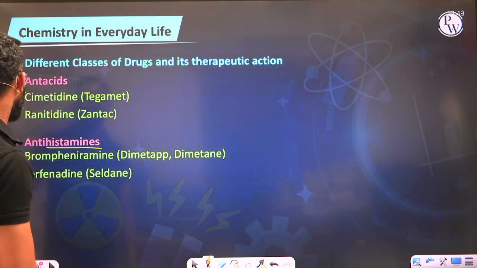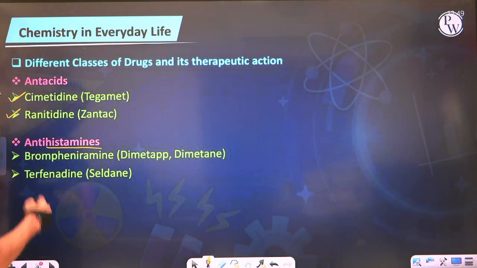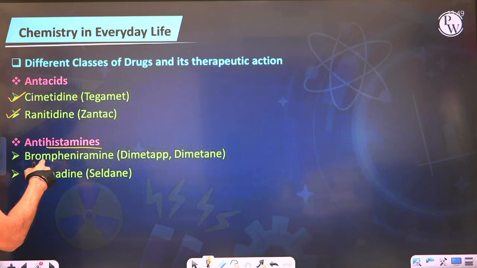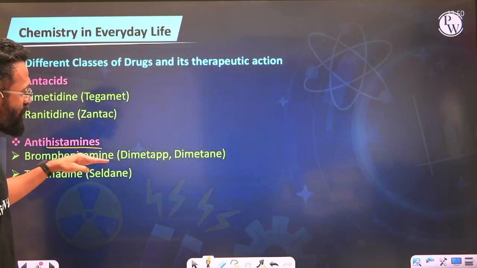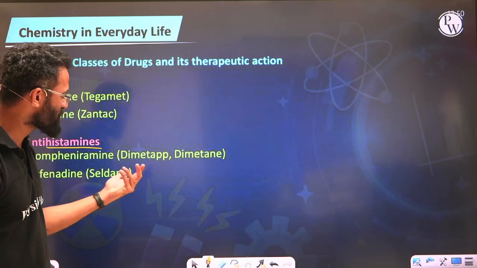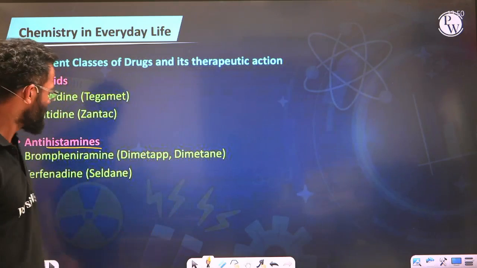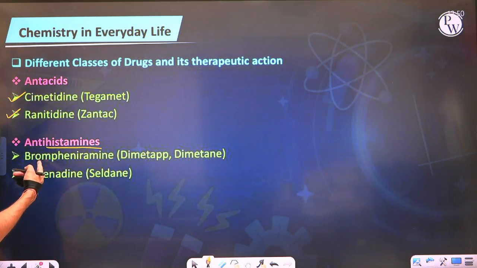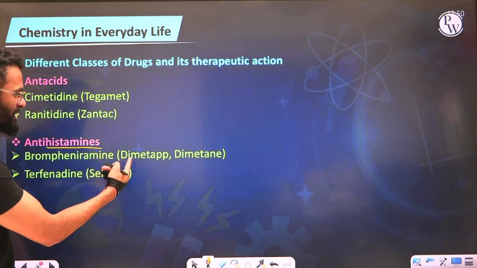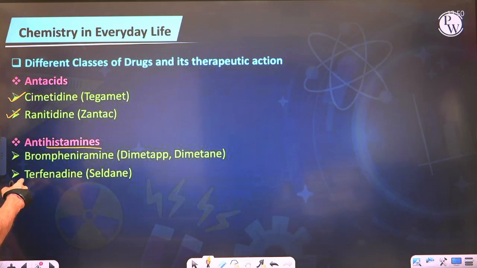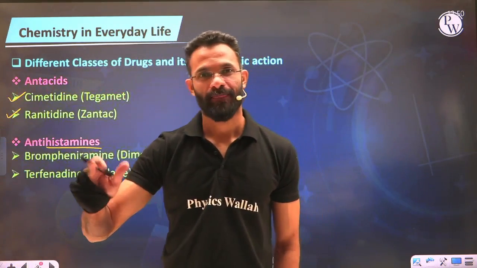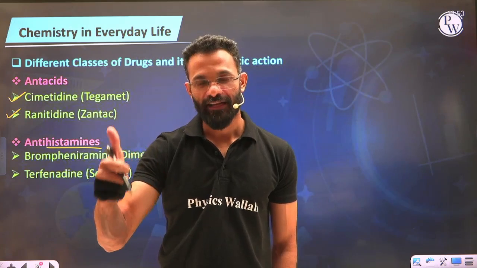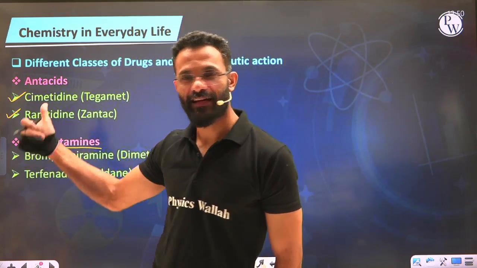So which antihistamines will we have to learn? First one is brompheniramine, which is also known as Dimetapp. See, we are taking all the possible names here because in the exam the question can be asked with respect to any of these names. So remember, the first antihistamine is brompheniramine, also known as Dimetapp, and the second one is terfenadine, also known as Seldane. So which antacids did we come across so far? First one, bicarbonate, then metal hydroxide, then other than that ranitidine and cimetidine.